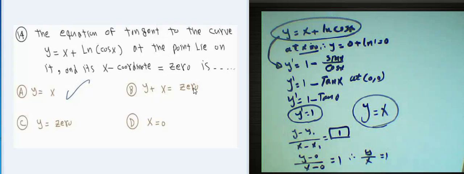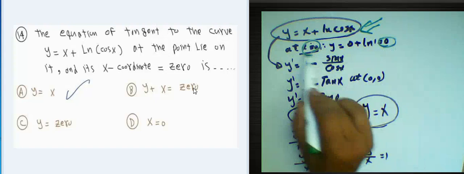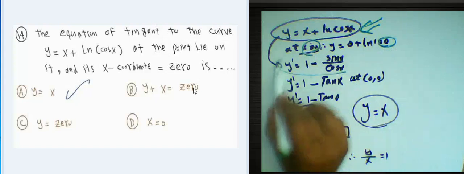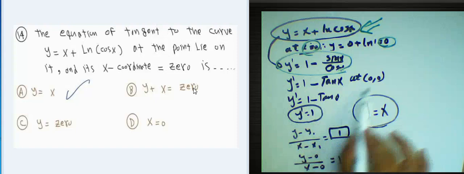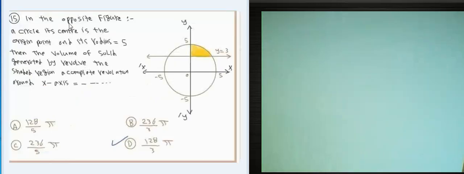Understood? Again, in this example, I find the derivative of this function at the point (0, 0), because when x equals 0, then y equals 0. The derivative of this function at (0, 0) gives the slope as 1. We can find the equation of the tangent to the curve: y minus y1 over x minus x1 equals the slope, then y minus 0 over x minus 0 equals 1, then y over x equals 1, so y will be equal to x. Choose letter E.